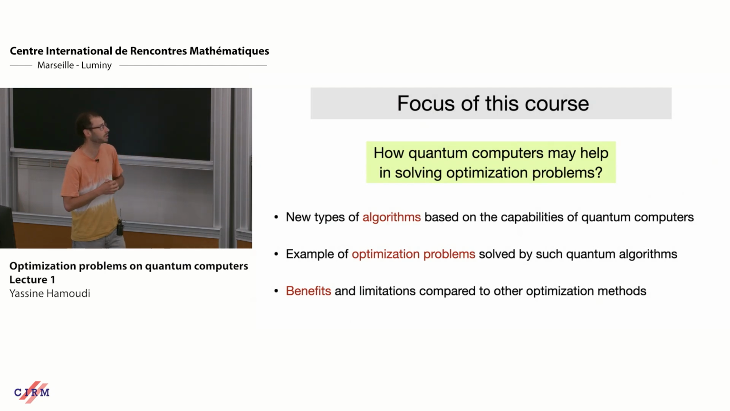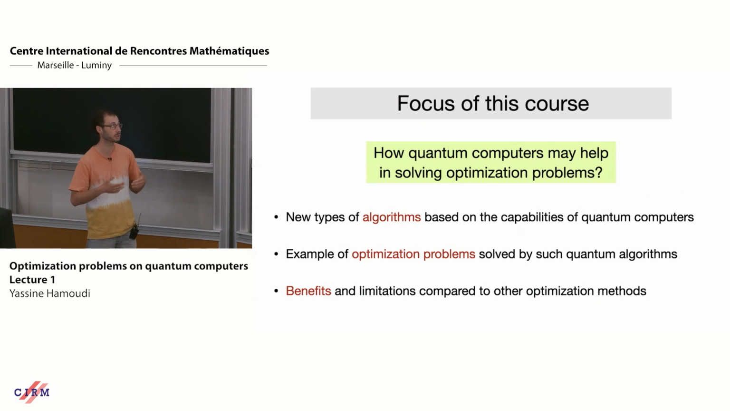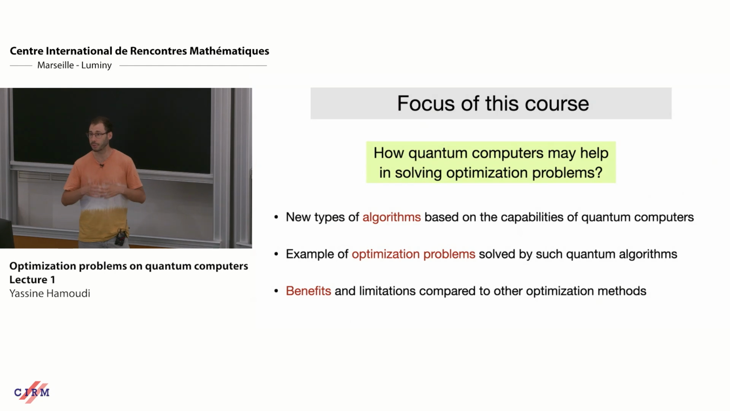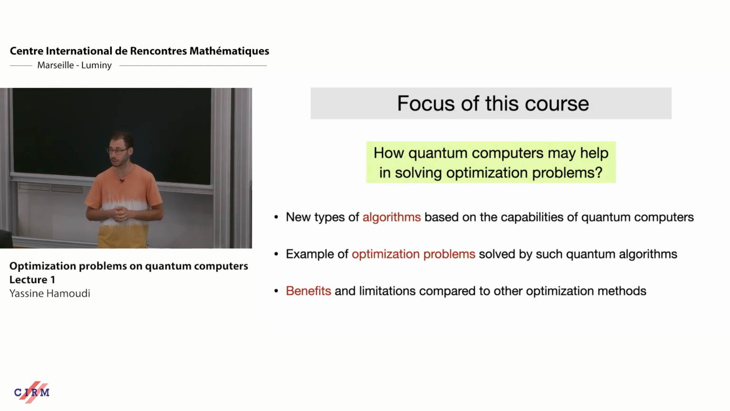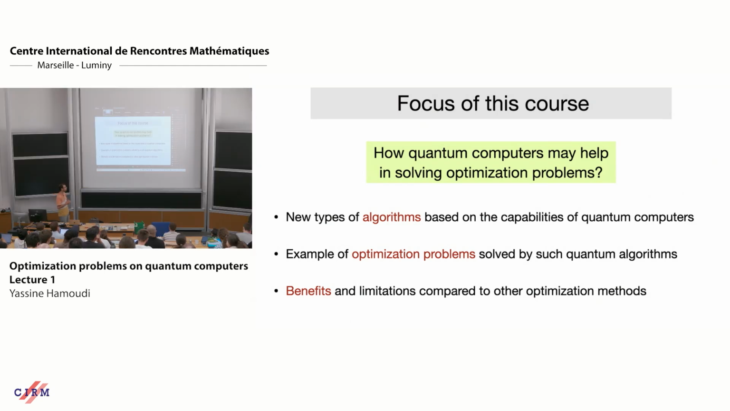A second thing that we'll try to see is examples of concrete optimization problems that can be solved with this kind of quantum algorithms. Of course, you cannot hope to have a very generic optimization algorithm that solves all optimization tasks. You have to be specific to some problem. And the last thing is discussing some benefits and limitations of those quantum algorithms compared to alternative optimization methods. So this is what we'll try to cover during the 2 lectures.